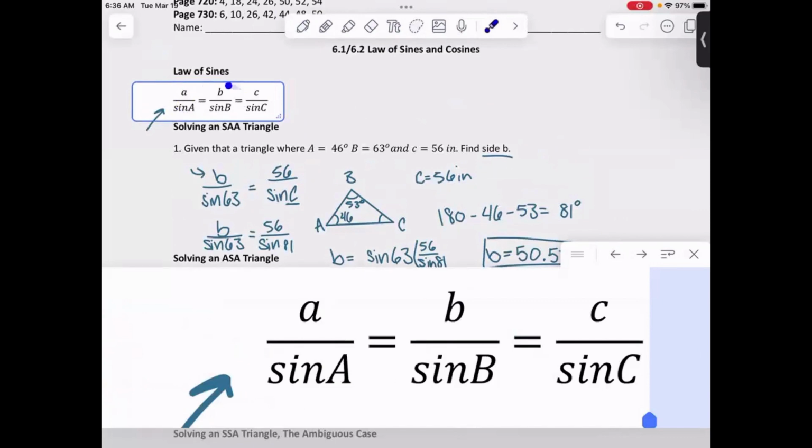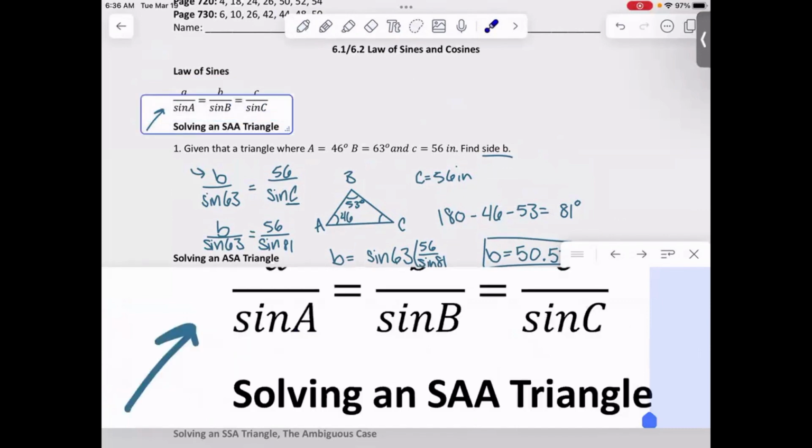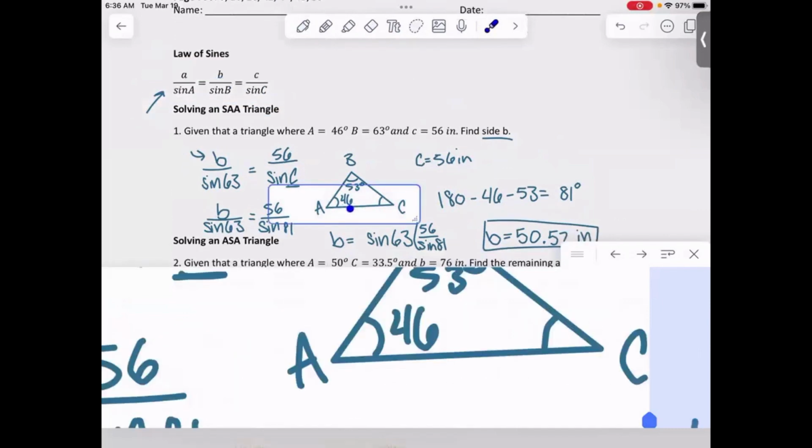You only need 2 of these fractions in order to solve. Angle A was still really helpful for us. We couldn't have found angle C without knowing angle A, but we didn't use it in the equation, and that's okay, because we were not looking for side A, we were looking for side B. If it asked us to find side A, we would use that first ratio there. All right, so that's one way we can solve this.